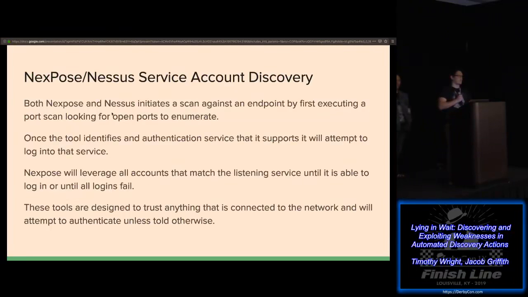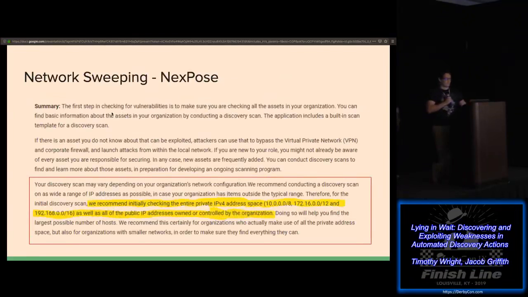Both Nessus and NexPose start their scans by initiating a port scan looking for listening services that they could potentially log into and enumerate vulnerabilities. These tools are designed to trust anything that's connected to the network and will attempt to authenticate unless otherwise told. Once the tool identifies the authentication service, it will try to log into it.